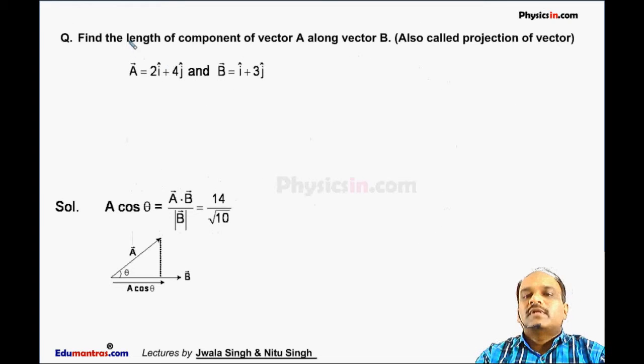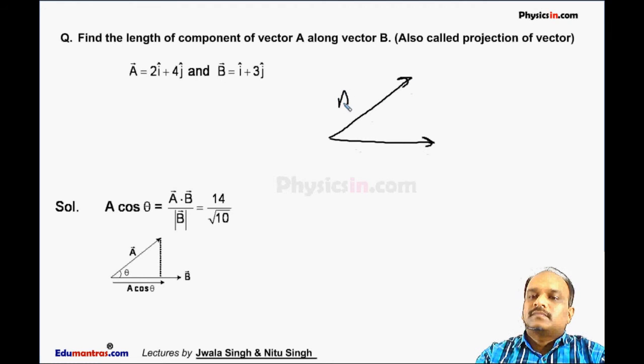Now for example, find the length of component of vector A along vector B. This is vector A, this is vector B. So we'll draw vector A, this is vector B. Let this angle be theta. I will take the component along vector B, so I will draw a line like this. This length is A cos theta. So A cos theta can be written as A dot B divided by mod B.